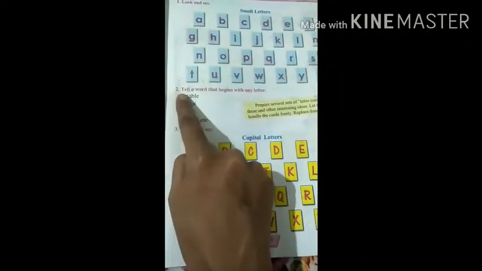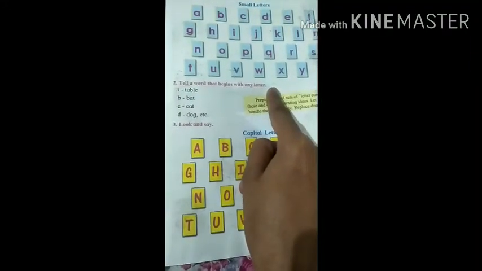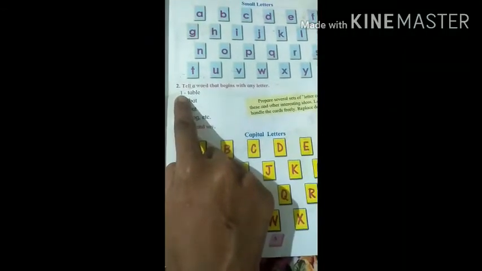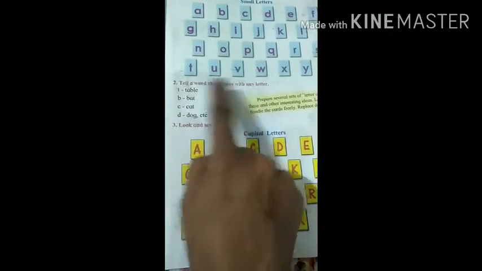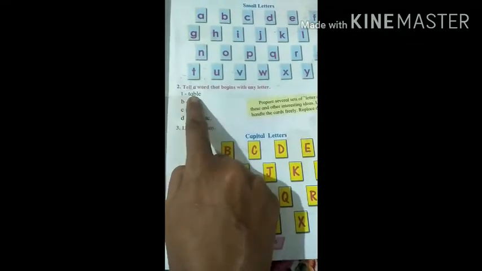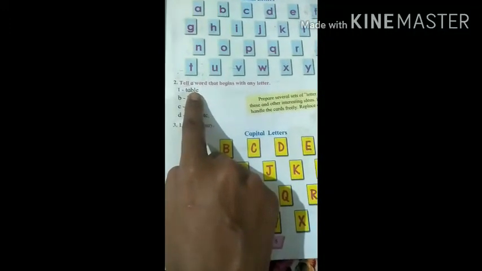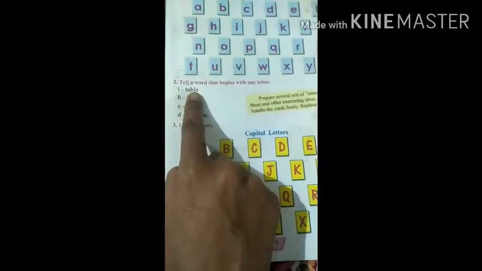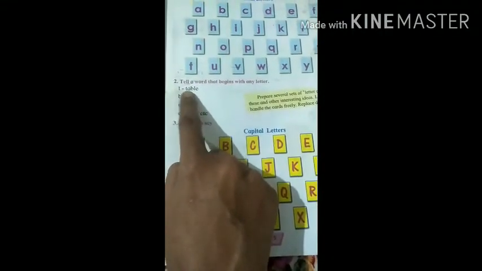Now students, here is question number 2. Tell a word that begins with any letter. So first letter they have given us is the letter T. So we have to find the words from given letters. So here they have given the alphabet T, the word table. T for table. Now students, quickly tell me other words from alphabet T. Quickly, quickly. T for table.